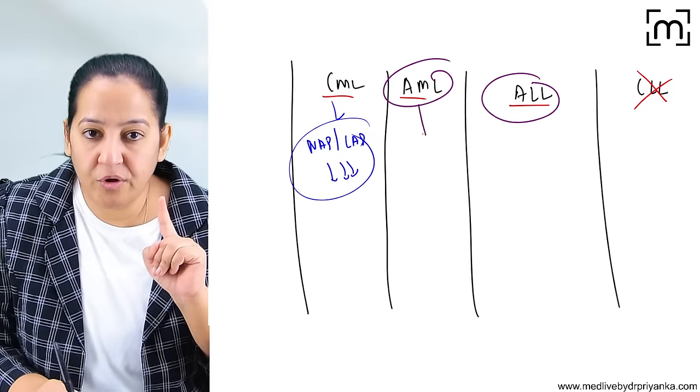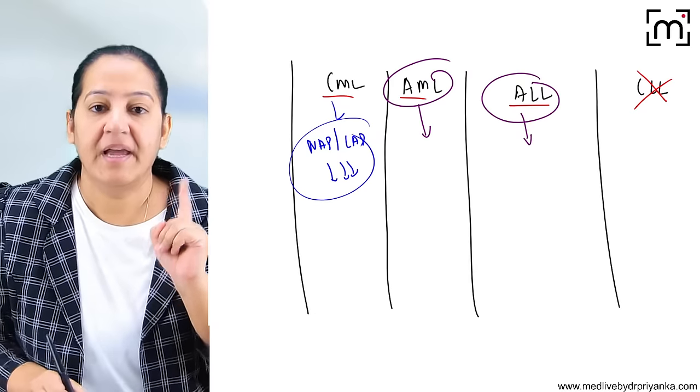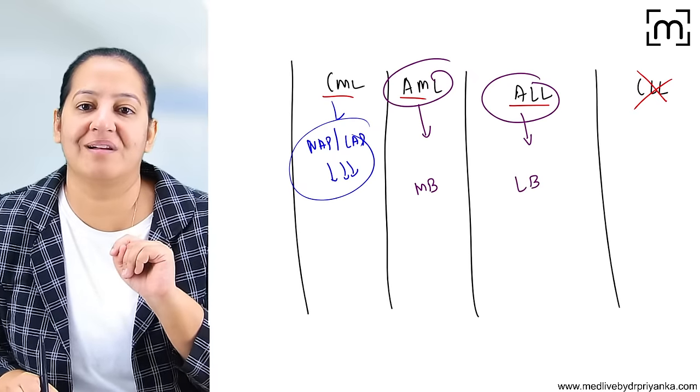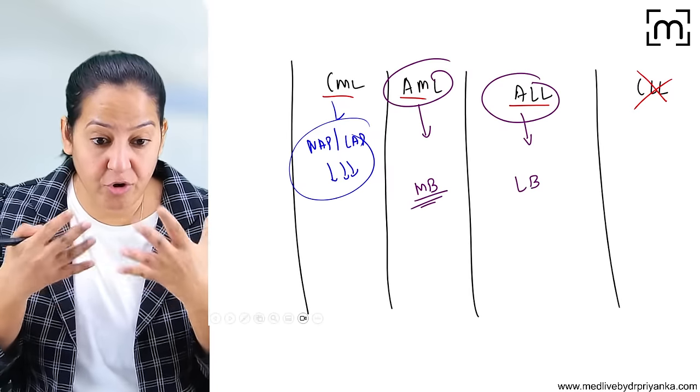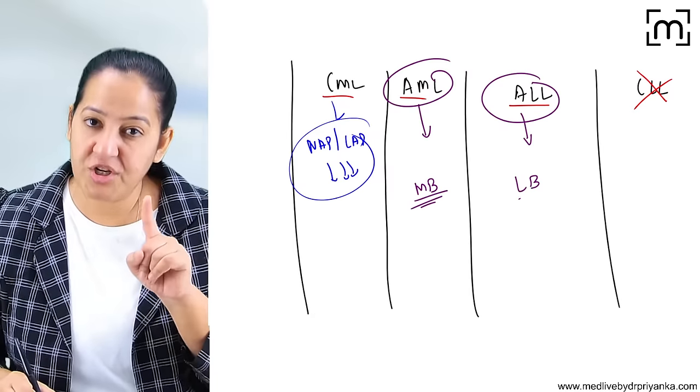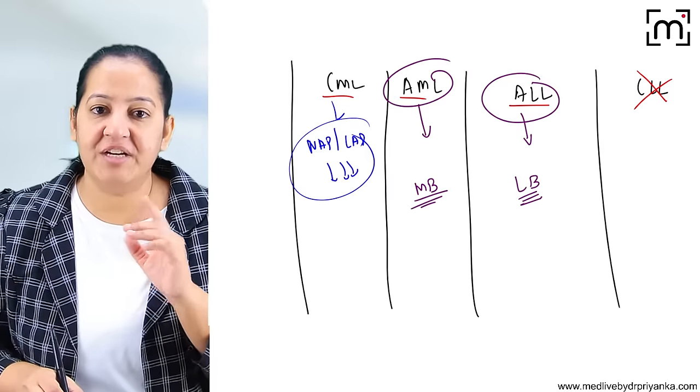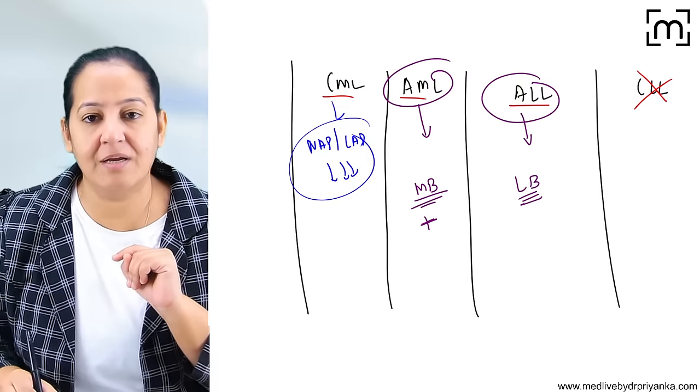Here also school uniform appearance, here also school uniform appearance. Here in the blood, you get only one cell, myeloblast. Here in the blood, you get only one cell, that is lymphoblast. Here the mutation occurs in the myeloblast that is doing uncontrolled mitosis and spilled in the blood. Here the mutation occurs in the lymphoblast doing uncontrolled mitosis and spilled in the blood. The only way to differentiate them is Auer rod. Here Auer rod is present, here Auer rod is absent.